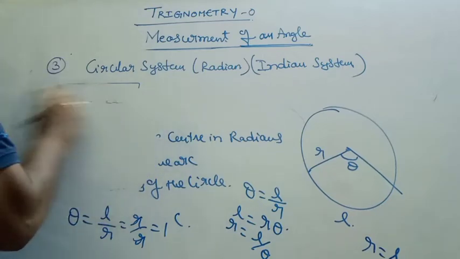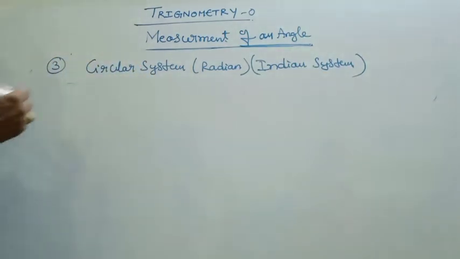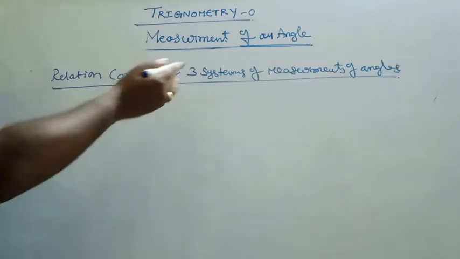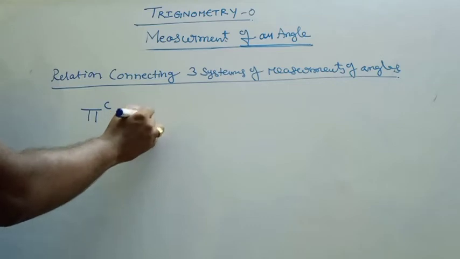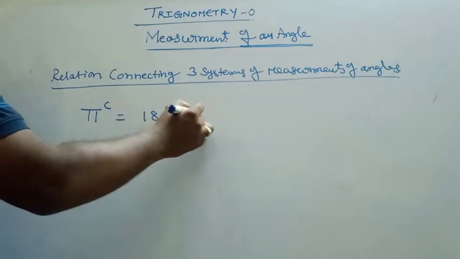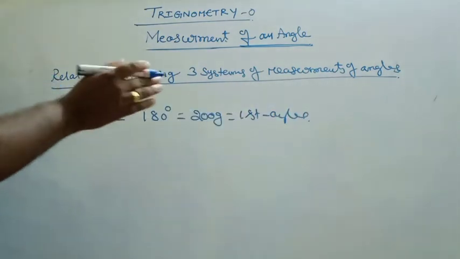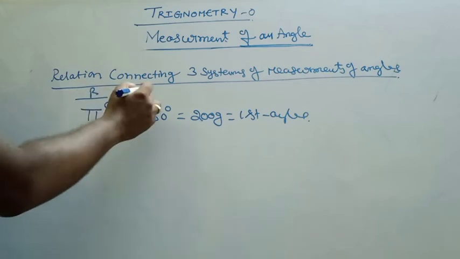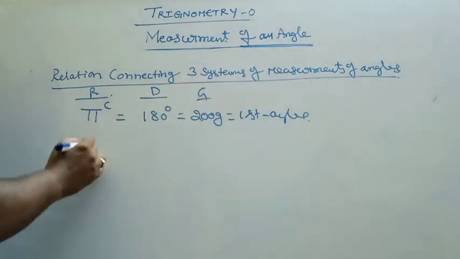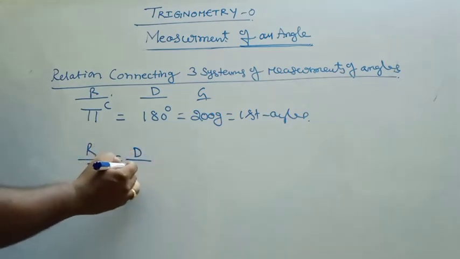Right, now let us do certain problems on how to convert radians into degrees. Now we have a relation connecting the 3 systems of measurement of angles. You know that pi radians is equal to 180 degrees, which is equal to 200 grades. This is 1 straight angle. This is the relation connecting all 3. R means radians, D means degrees, and this is grades. Even we can say pi by 2 radians means 90 degrees.